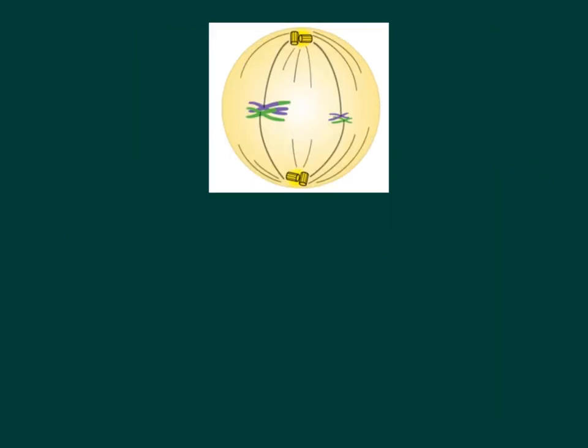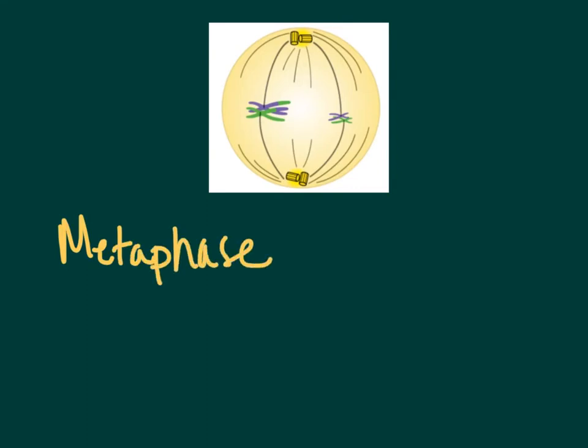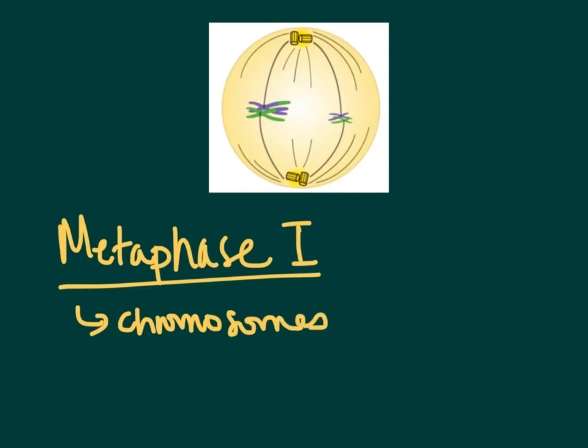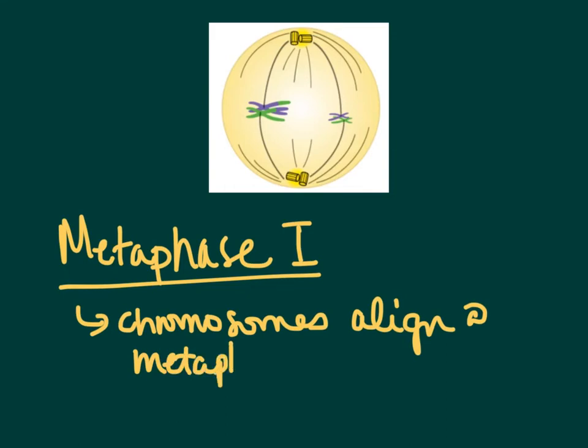Here you should recognize this as metaphase, because in metaphase, you'll remember, chromosomes align at the metaphase plate. So at the metaphase plate, you'll notice this is slightly different than in mitosis, where they would have aligned horizontally across the metaphase plate where all 4 chromosomes would have been spread out. Here, they align as homologs.